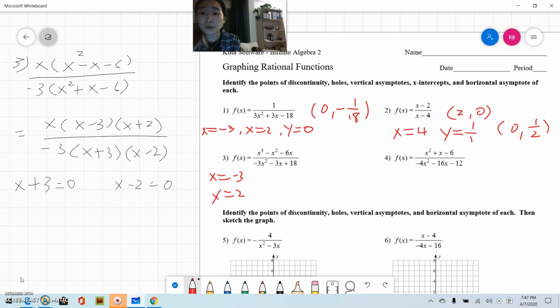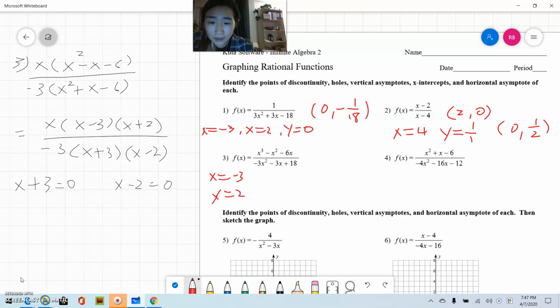And then to find a horizontal asymptote, we need to compare the degrees. In this one, the degree of the numerator is 1 greater. Okay, so there is no horizontal asymptote, but we will have an oblique asymptote. Okay, so this one is a little bit tricky.